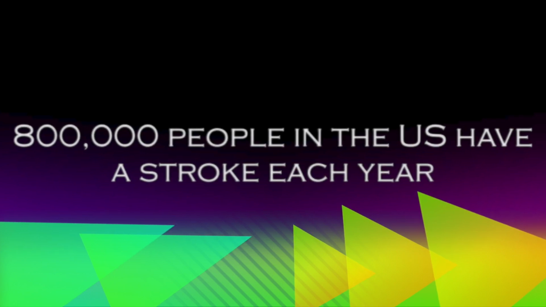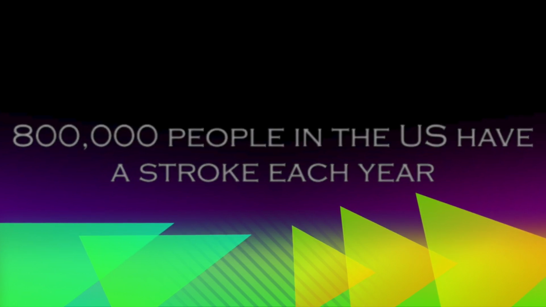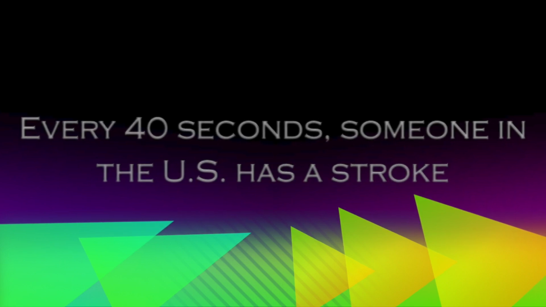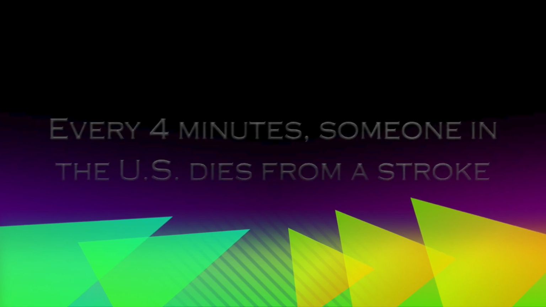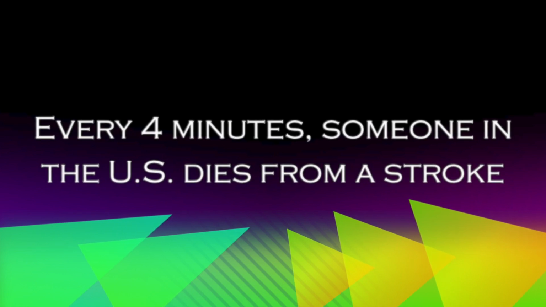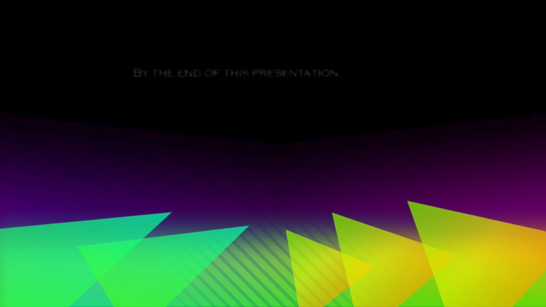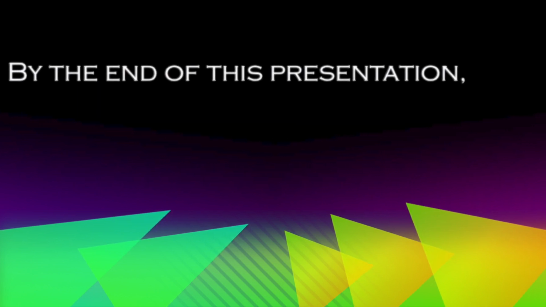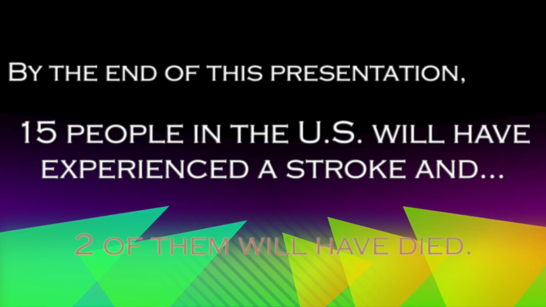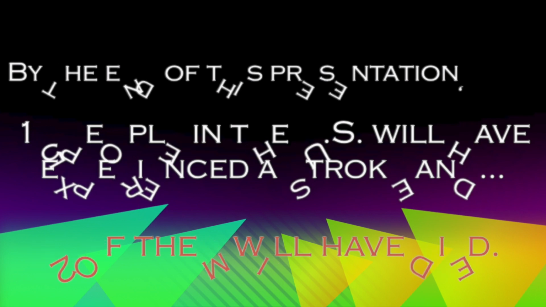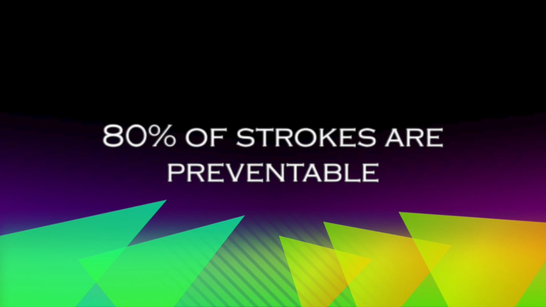Nationally, about 800,000 people in the US have a stroke each year. Every 40 seconds, someone in the US has a stroke. Every 4 minutes, someone in the US dies from a stroke. By the end of this presentation, 15 people in the US will have experienced a stroke and 2 of them will have died. And what's most heart-wrenching is that 80% of all strokes are preventable.